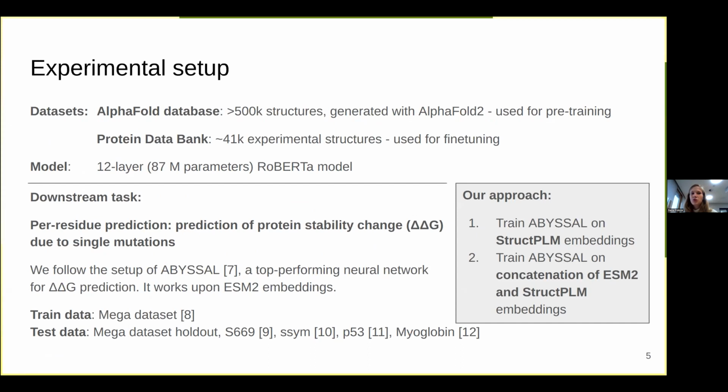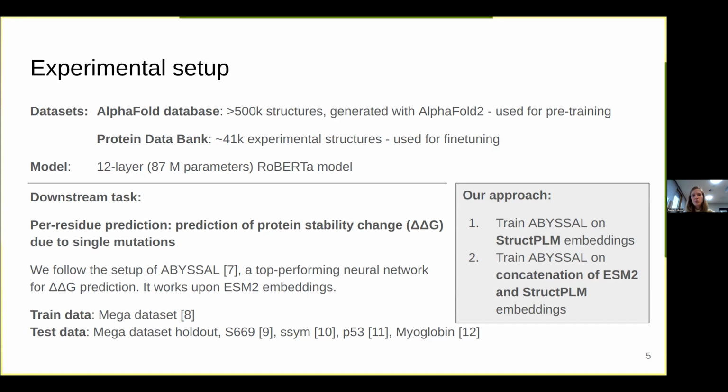We trained our model on the structures generated by AlphaFold, and then fine-tuned it on experimental structures. We train a small model, which is much smaller than, for example, ESM or ProtT5. And we evaluate the protein representations that we obtain on the prediction of protein stability change due to single mutations.